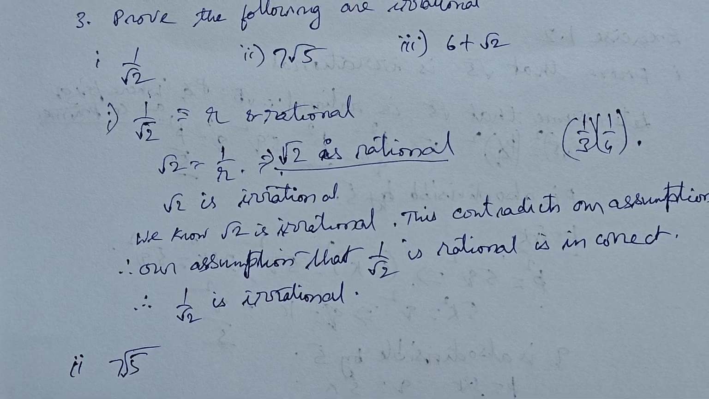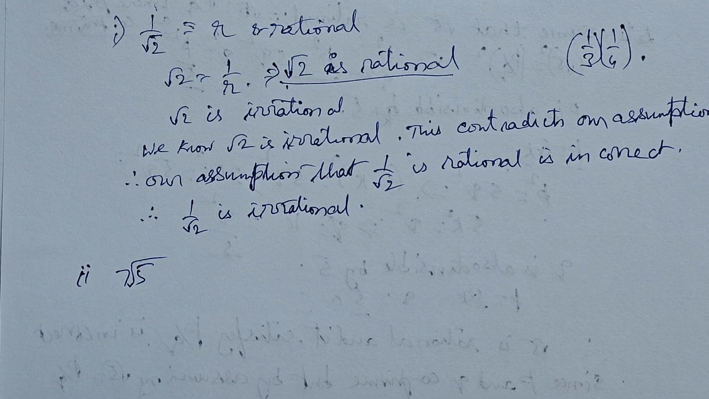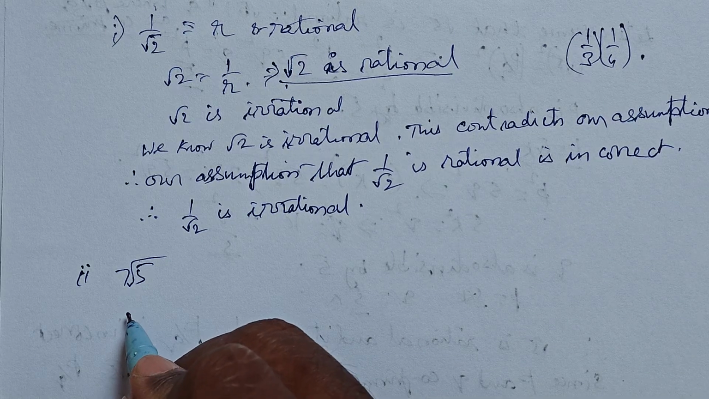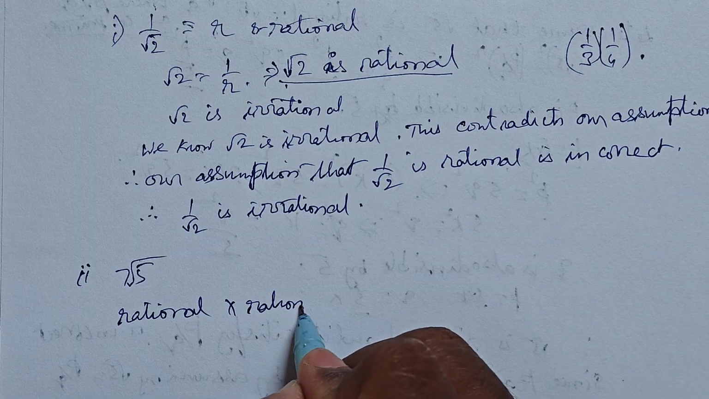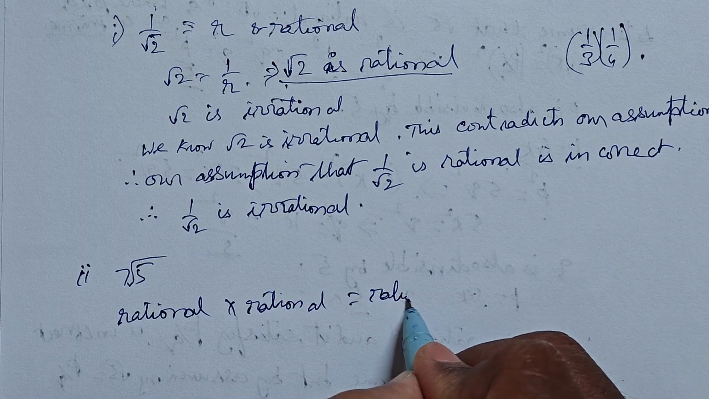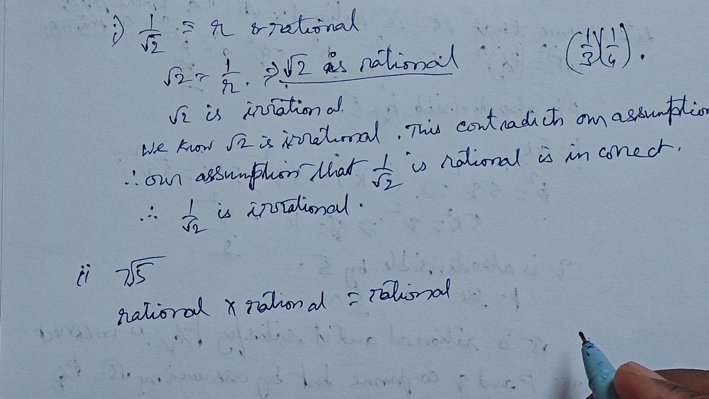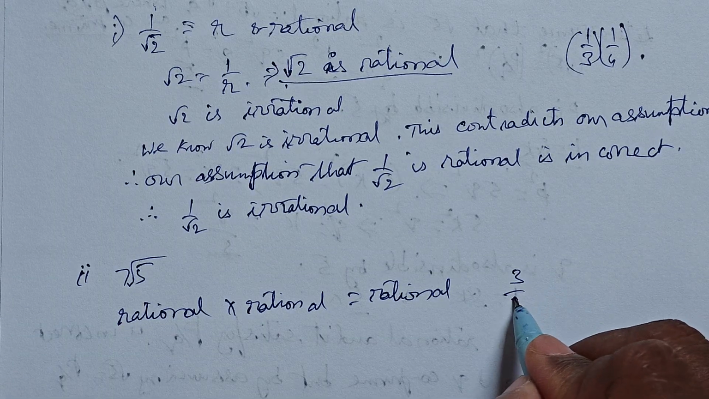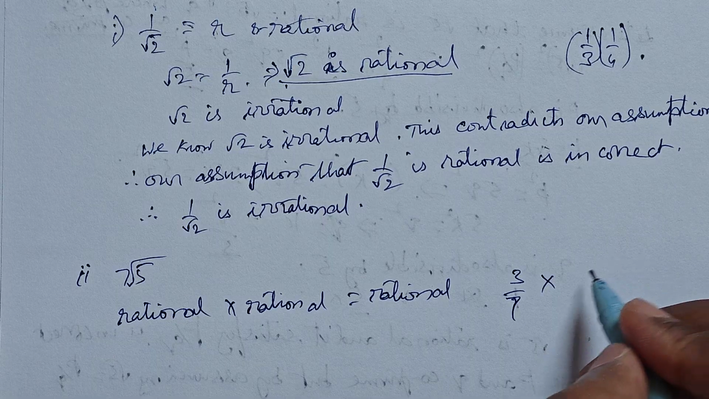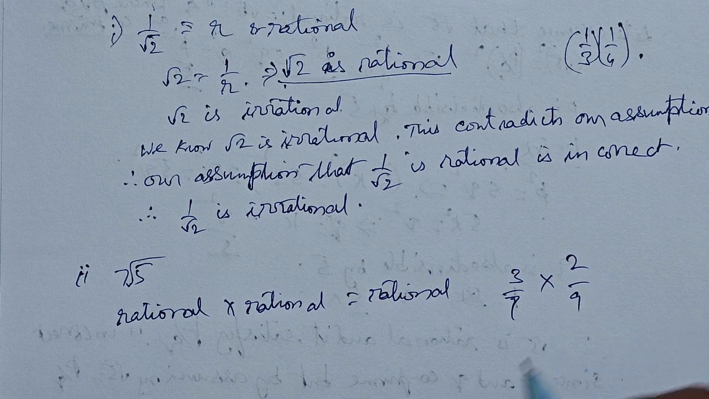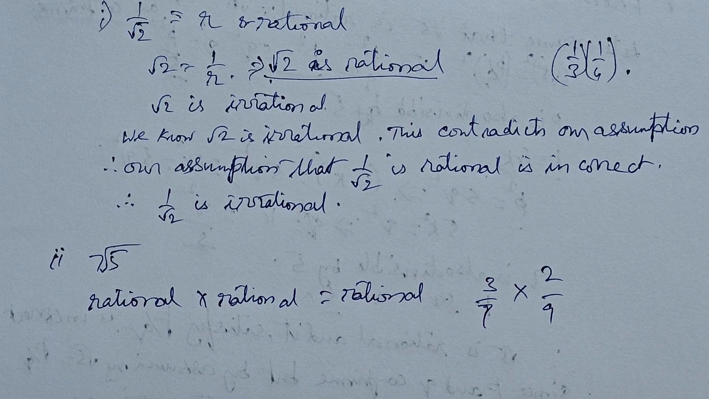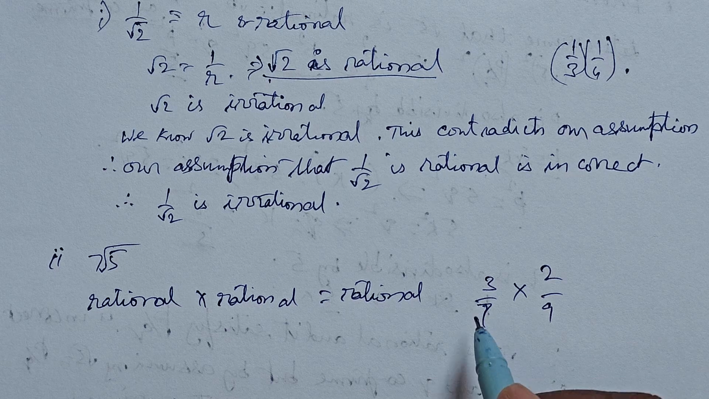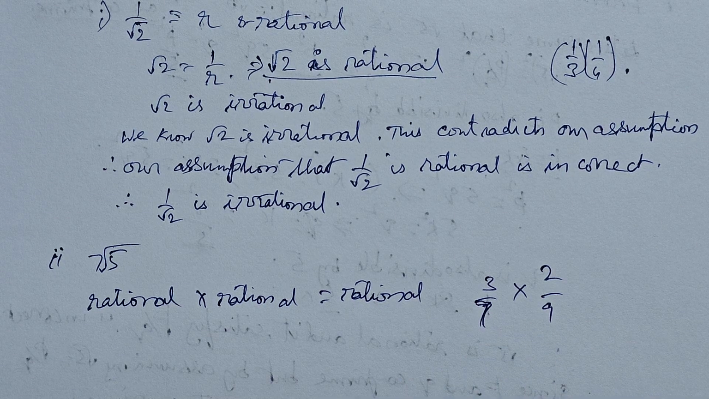Okay, there is one more closure property. Rational into rational gives a rational number. What does it mean? Suppose you say 3 by 7 into 2 by 9. Both are rational numbers. What is the rule for rational numbers? You should write them in a p by q format. That's it. So here 3 by 7 into 2 by 9. This is an example, don't get confused with this.